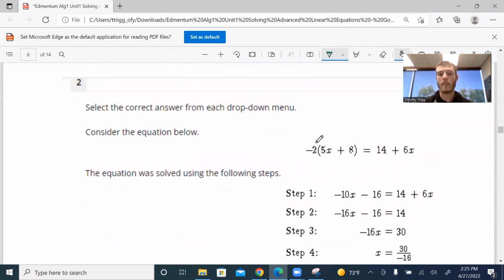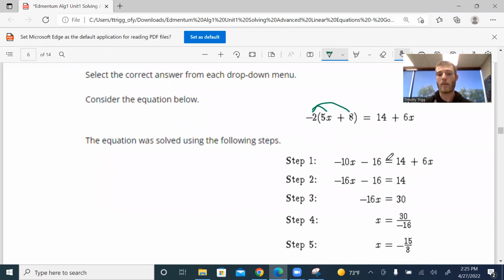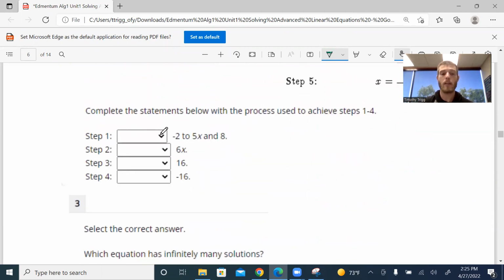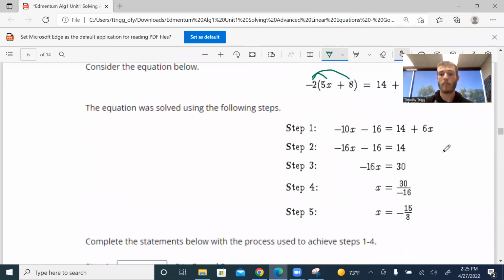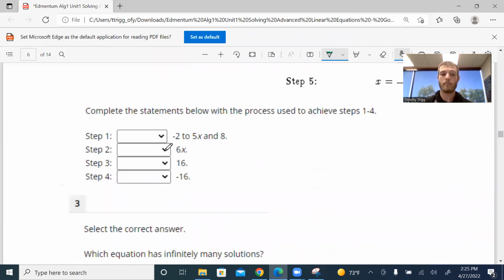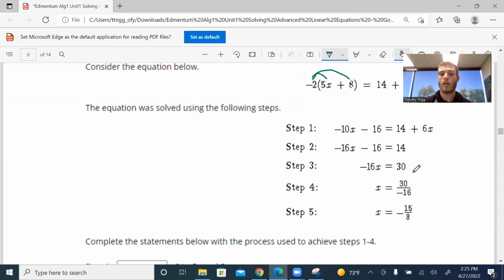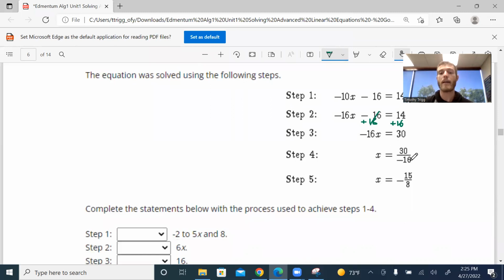So what would be the first step that they did here? Well, they distributed for step 1. That's how we got here. So for this first one, they distributed -2 to 5x and 8. Next, they subtracted 6x from both sides. Then, right here, they added 16 to both sides, right? Plus 16 to cancel here, plus 16 to get this 30. Then they divided by -16.